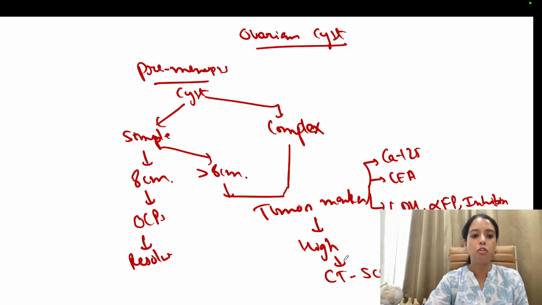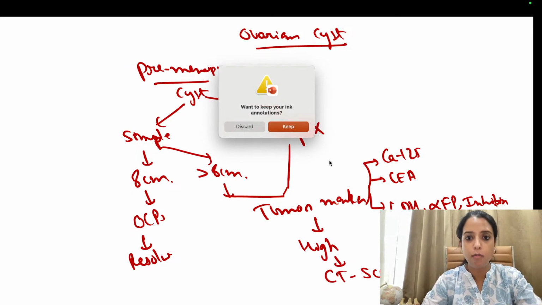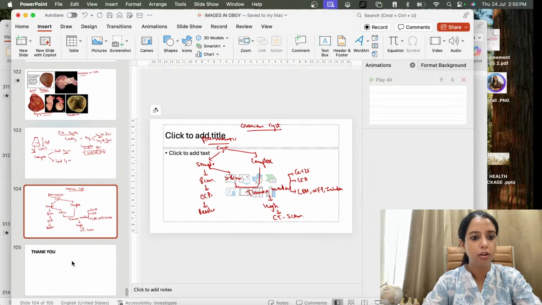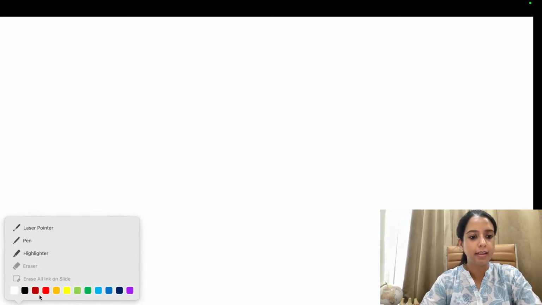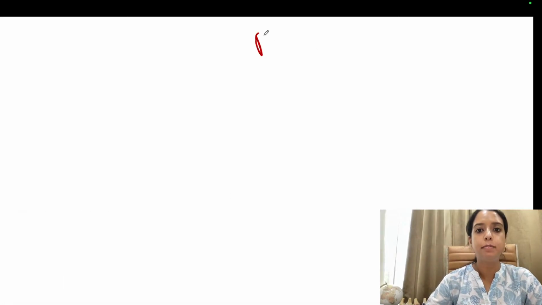Okay. So this is how you manage a premenopausal woman. In menopausal women, the chances of being a cancer are higher. Okay, there are more chances that most likely it is a cancerous tissue. So how do you manage in postmenopausal?